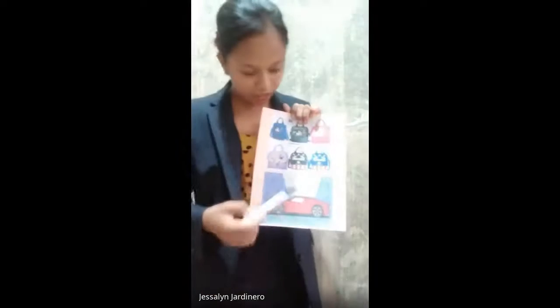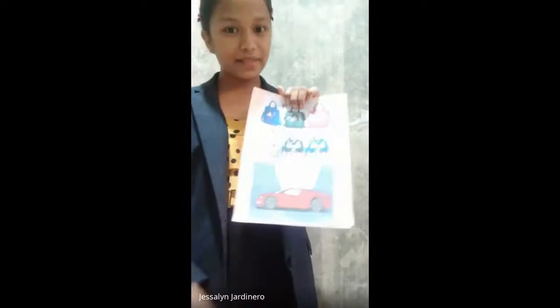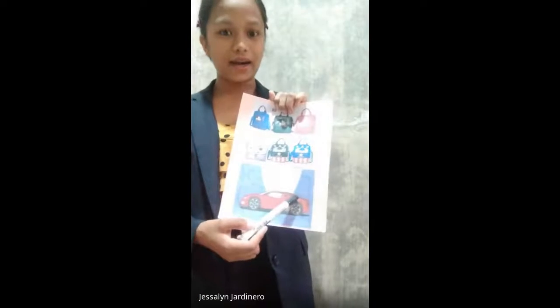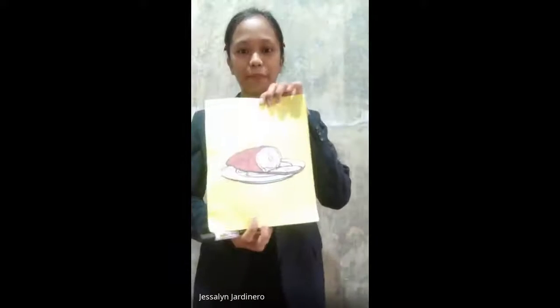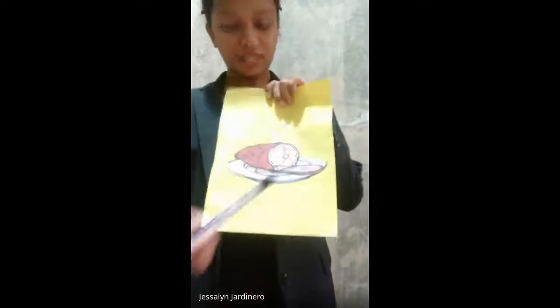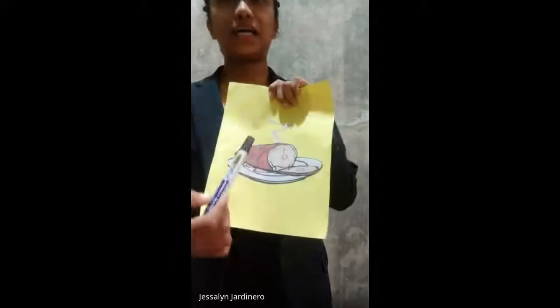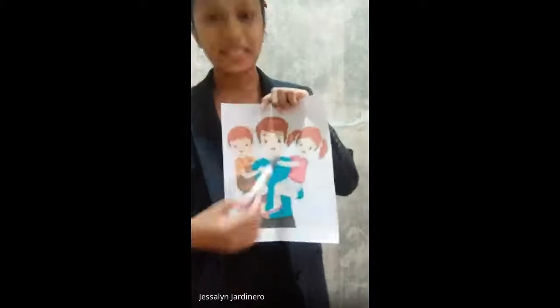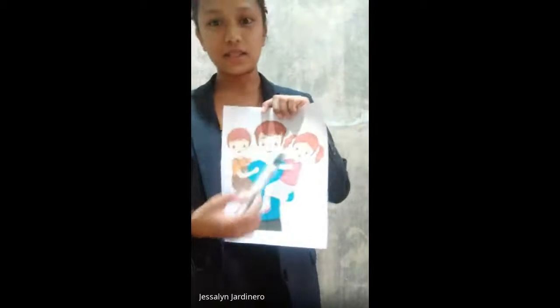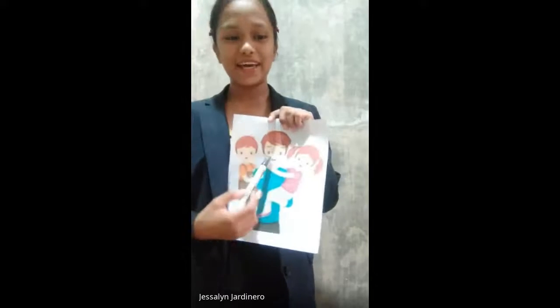And the next picture is car. Capital C, A, R. And then the other one is, did you see ham? Yes, it's H, A, M. And the last one is, did you see this? Yes, it's dad. Capital D, A, D.